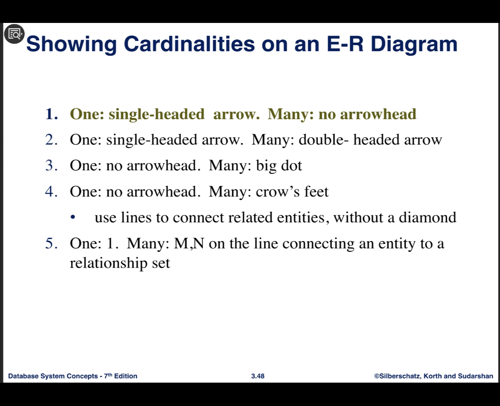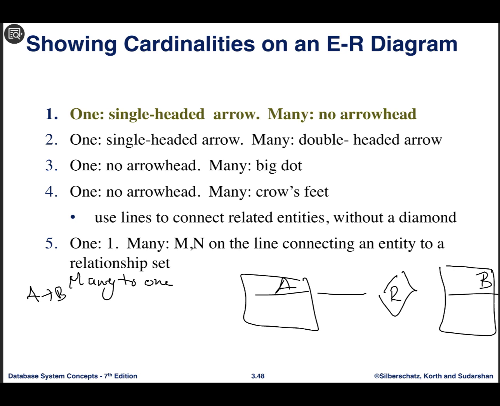Assume that we have many-to-one from A to B. So we have A here, B here, and the relation R here. These are the entity sets that we have. We've said many-to-one, and the many is going to have a dot here, just a big dot, and the one has nothing there. For many-to-many, that means a dot here and a dot here. Clear?